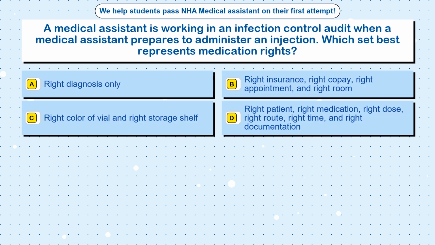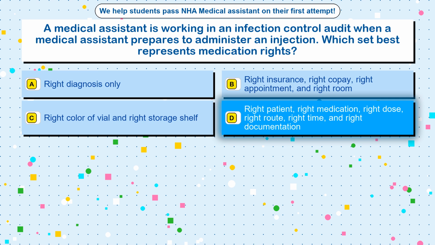Question 17. A medical assistant is working in an infection control audit when a medical assistant prepares to administer an injection. Which set best represents medication rights? Option A, right diagnosis only. Option B, right insurance, right copay, right appointment, and right room. Option C, right color of vial and right storage shelf. Option D, right patient, right medication, right dose, right route, right time, and right documentation.